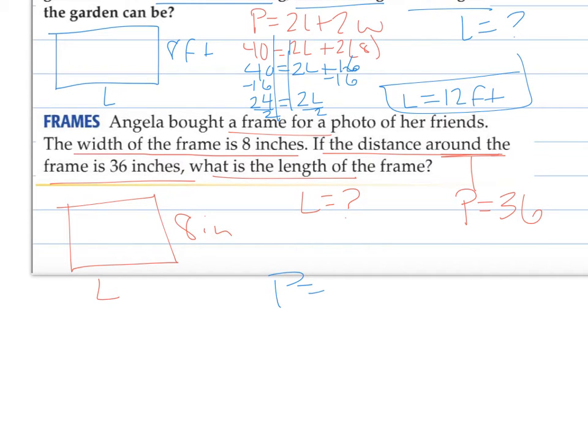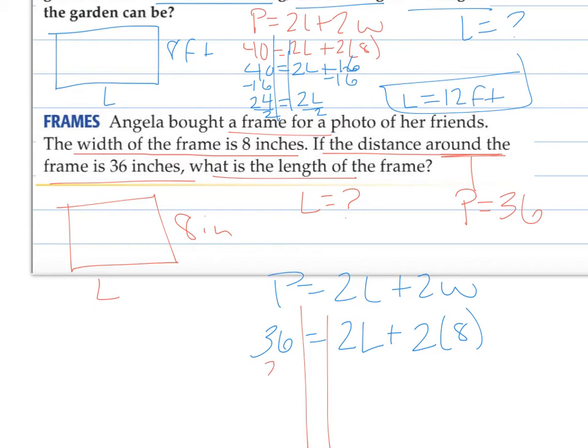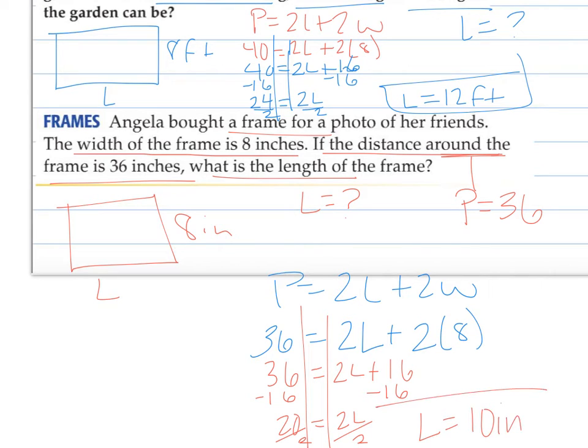So perimeter is twice the length plus twice the width. 36 is twice what number plus 2 times our width of 8. Solving. 36 is twice the length plus 16. So without the width, we have 20 inches left for twice the length. Divide by 2. And we get that the length is 10 inches.